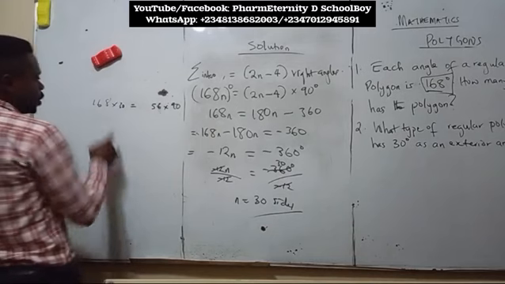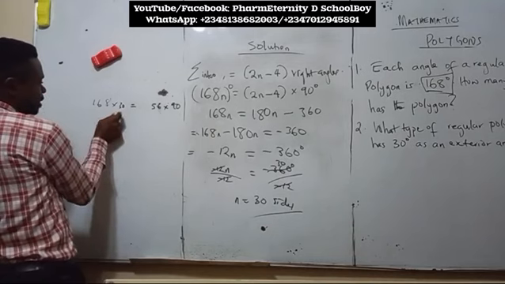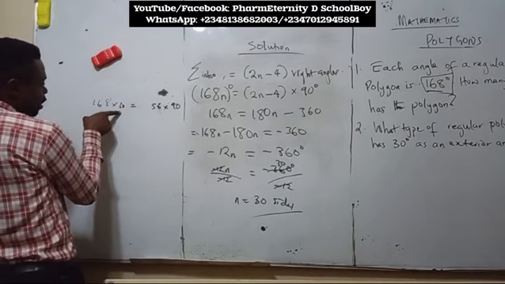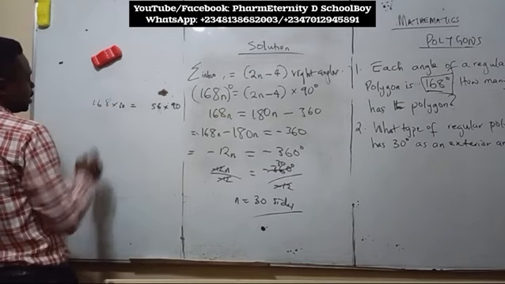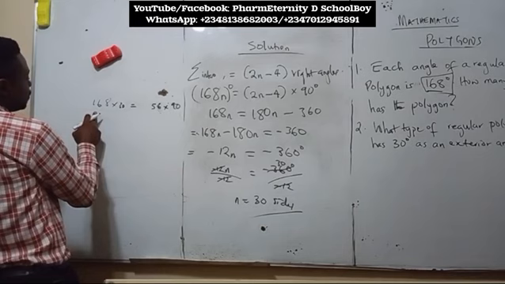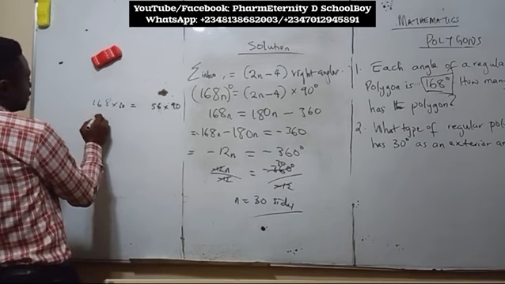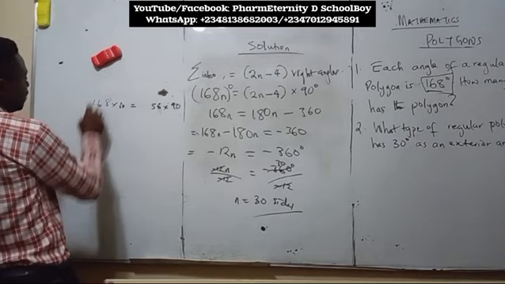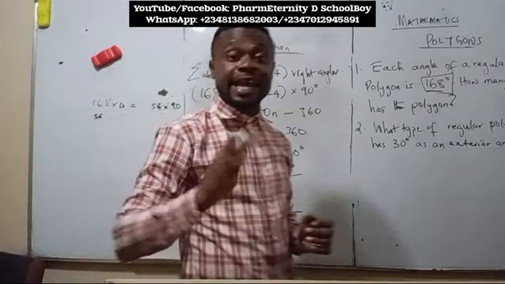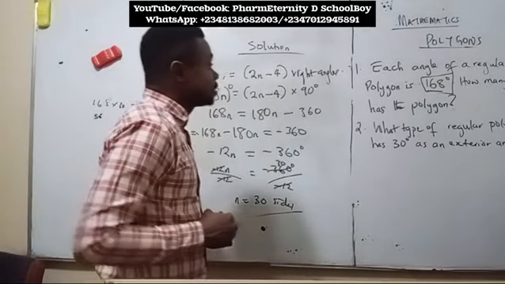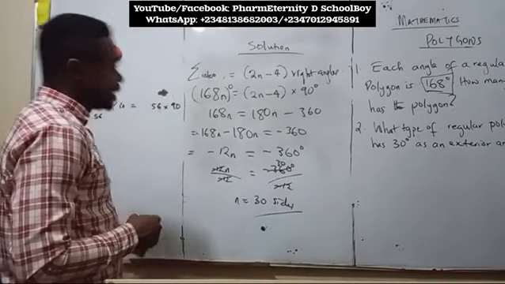Let's make this 30 to be 90. That means we have to multiply here by 3 and divide here by 3. If you divide 168 by 3, what will it give you? It gives you 56. So the answer is correct. There are 30 what? Sides. So the polygon has 30 sides.